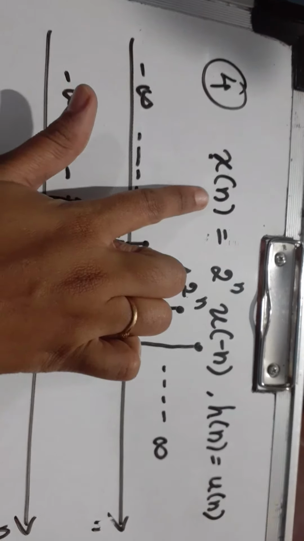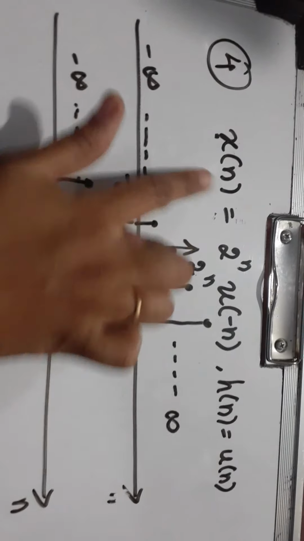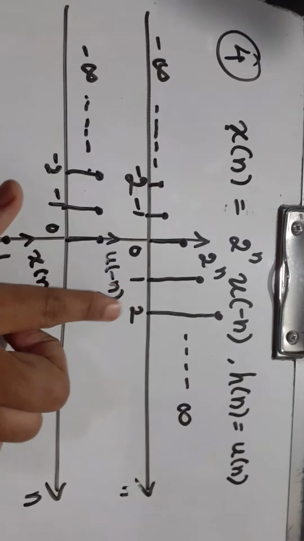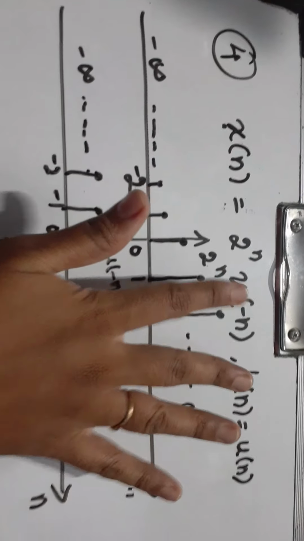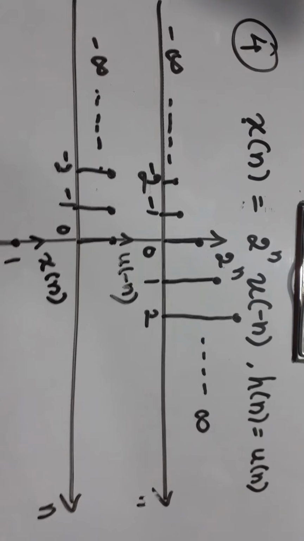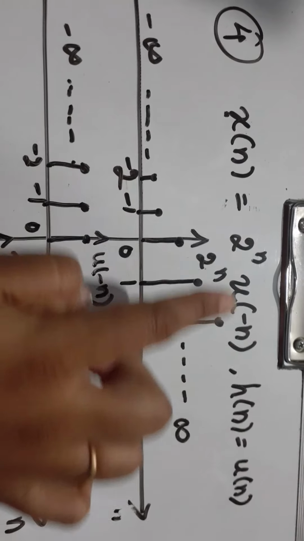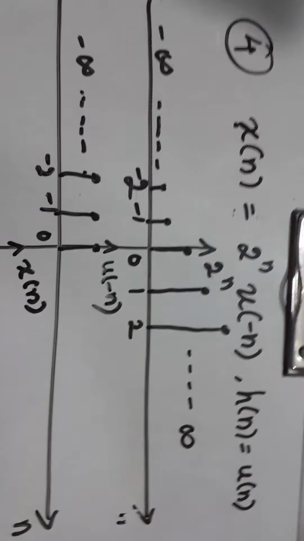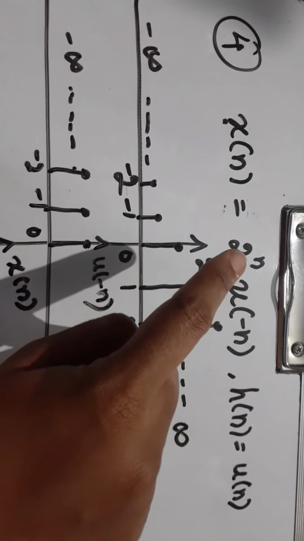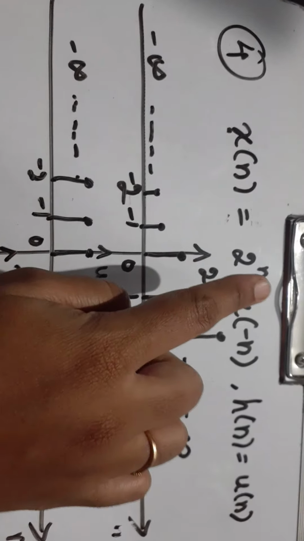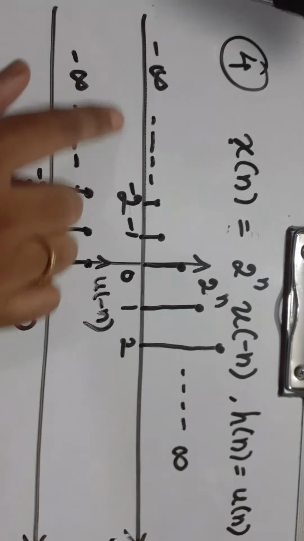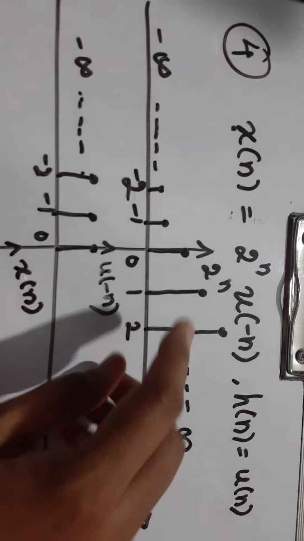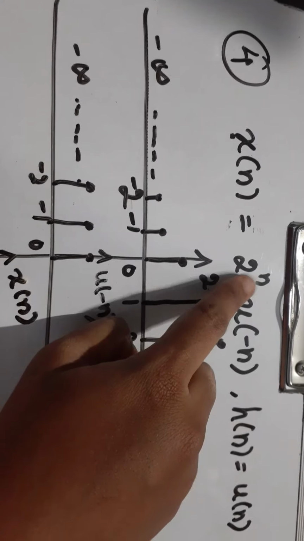First step, consideration, which they have already given, x and h. Next, follow the steps. Draw both the signals x of n and h of n. If you observe x of n, it has got two different components. Let's draw 2 raised to n first. If you draw 2 to the power of n, go on substituting n values from all negative values, 0 and positive values. If you observe, 2 to the power of 0 is 1.